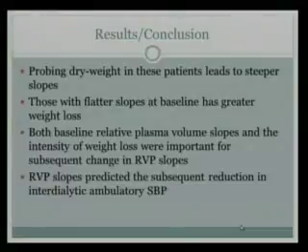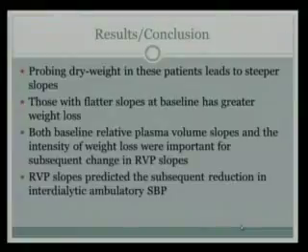The baseline slope and also the intensity of weight loss were important to determine subsequent changes in the slope. And the RVP slopes actually predicted subsequent reduction in blood pressure. Because, again, if there's one thing you get from this discussion, it's that in a dialysis patient, volume status is tightly linked to blood pressure.